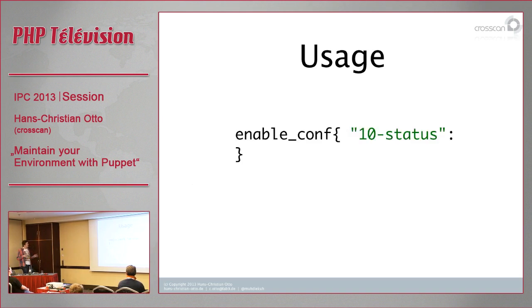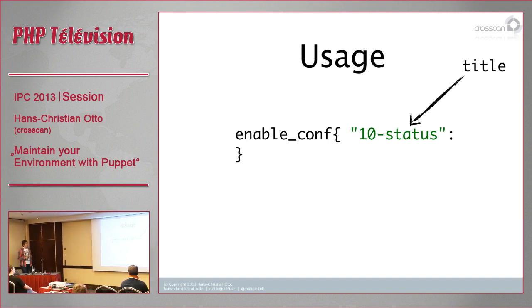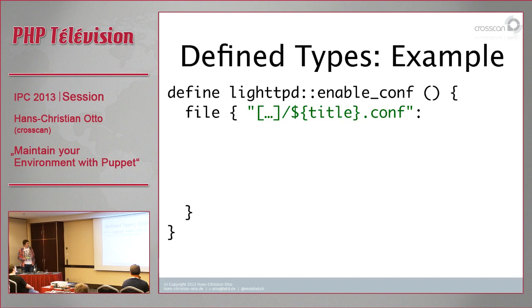And I actually got an example again from our real-life code. We have this light HTTPD enable conf defined type, and all it does is create a symlink from a directory where all available configuration files are to a directory where all enabled configuration files are. And yes, there's one important thing. This is the title of the resource. We're going to use that on the next slide, because implementing this defined type is actually quite easy as well.